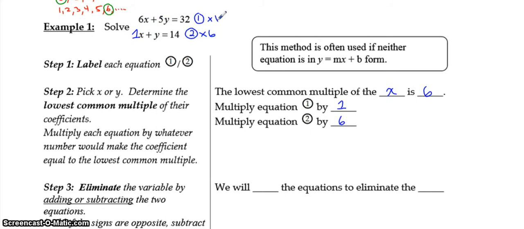Since we're multiplying the first equation by 1, it doesn't change the equation. It just stays 6x plus 5y equals 32. When we multiply the second equation by 6, it's just like the distributive property. Make sure you multiply all parts of the equation by 6. So you get 6x plus 6y equals 84.